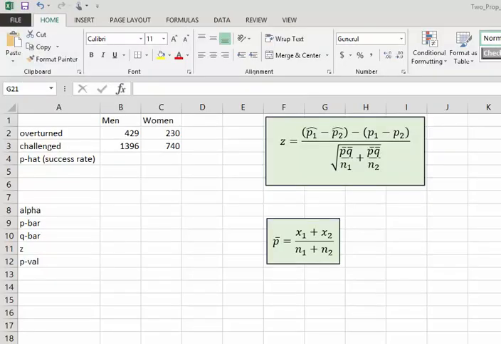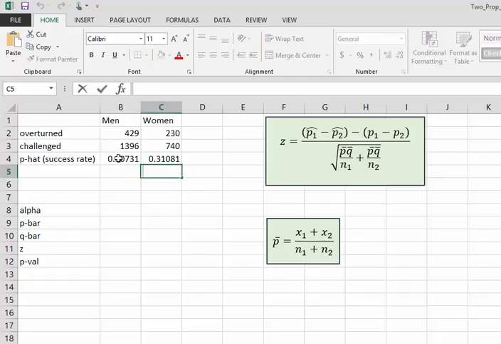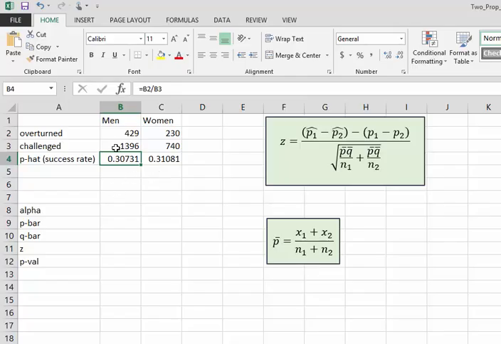So I've transferred the necessary information into Excel. I have the number overturned by men compared to the total number challenged by men, overturned by women compared to the total number challenged by women, and I need to go ahead and calculate a sample proportion for each of those. So here I have my p hat for men, the successful challenge rate for men, which is just x1 divided by n1, and I have the successful challenge rate by women, which is just x2 divided by n2.